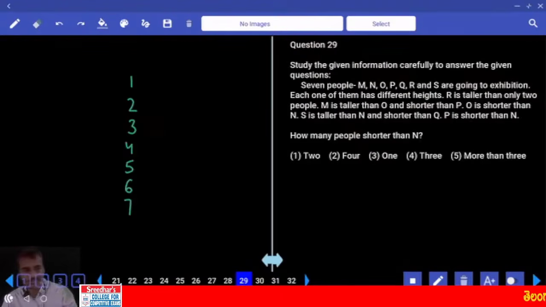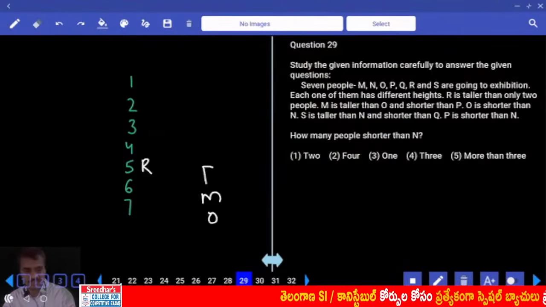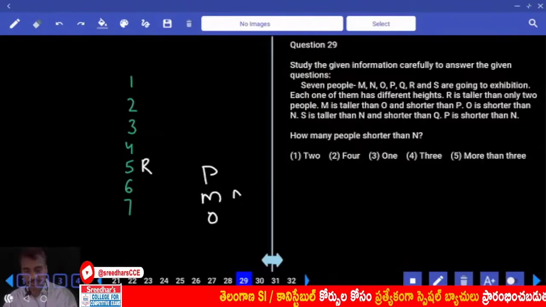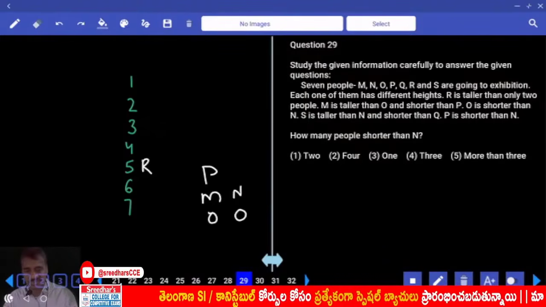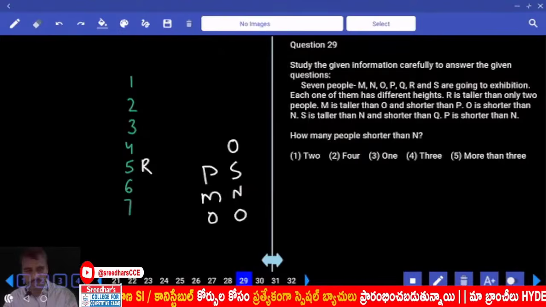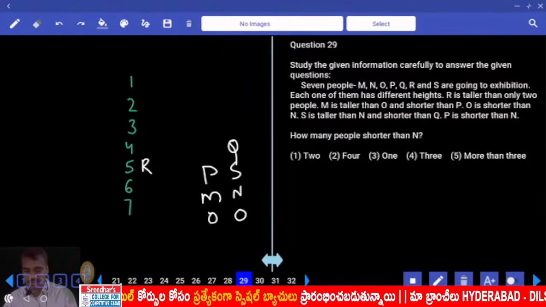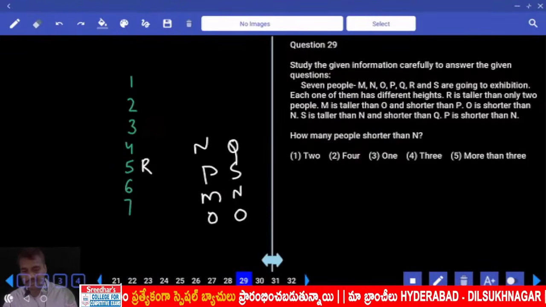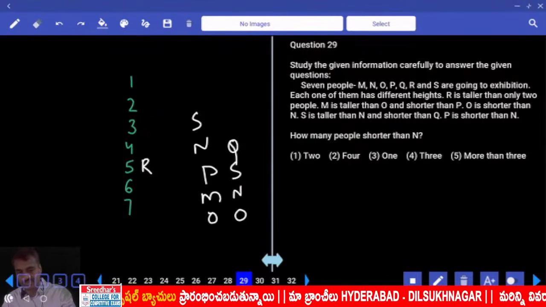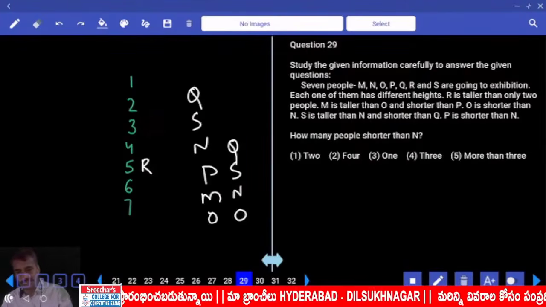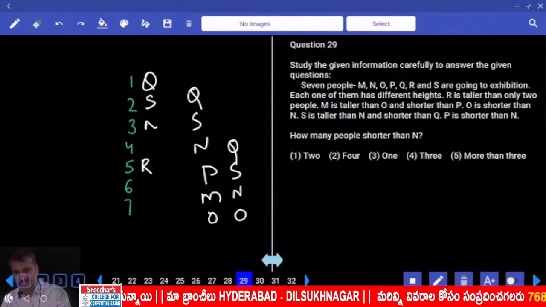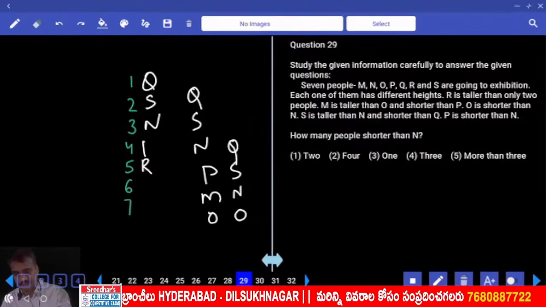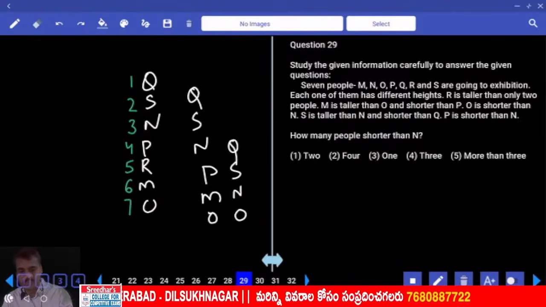Here, R is shorter than how many? R is shorter than only 2 people, R is here. M is shorter than O and shorter than P. O is shorter than whom? O is shorter than N. S is shorter than N and shorter than Q. And P is shorter than N. Now P is shorter than whom? N. If N is here, S is here, Q is here. So what is the order we have? Q, S, N, next P, R, M, O.